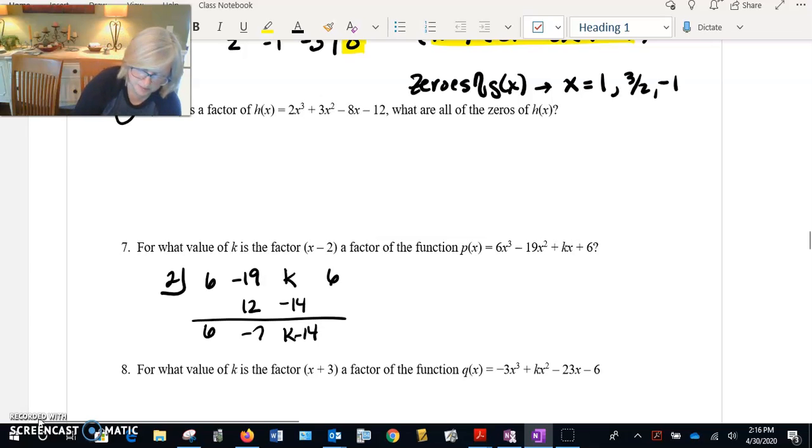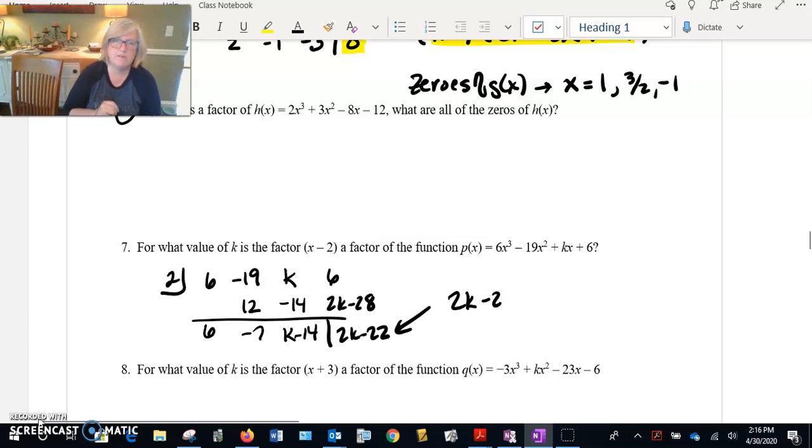Let it pause and let it catch up. Multiply by 2, 2k minus 28, 2k minus 22. So there's my remainder, and I need that to be equal to 0 for it to be a factor, and then just solve your equation. 2k is 22, k equals 11.